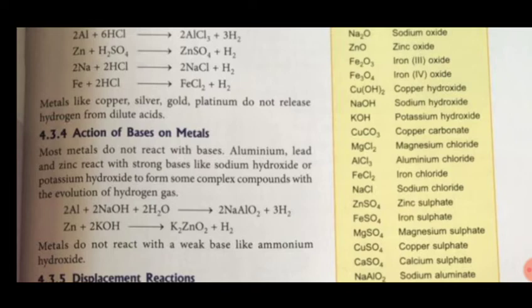Then comes the fourth one, that is the reaction of metals with bases. Most of the metals do not react with bases, but aluminium, lead and zinc react with strong bases like sodium hydroxide or potassium hydroxide to form some complex compounds with the evolution of hydrogen gas again. One such example is this that we have studied in the previous video as well. The aluminium reacts with sodium hydroxide to form sodium aluminate with the production of hydrogen gas.